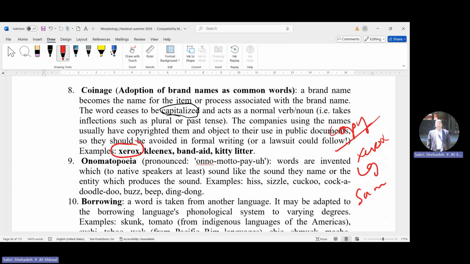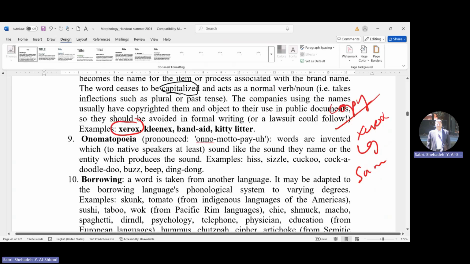With the passage of time, this Xerox has changed to be a verb for the word or the verb copy. So we say that the verb Xerox has been coined from the brand name Xerox. Next, we have onomatopoeia.